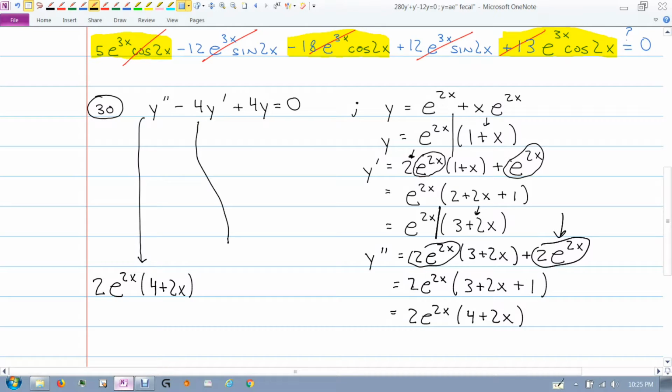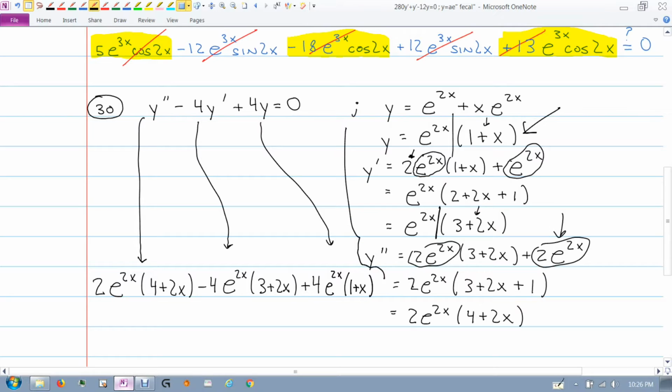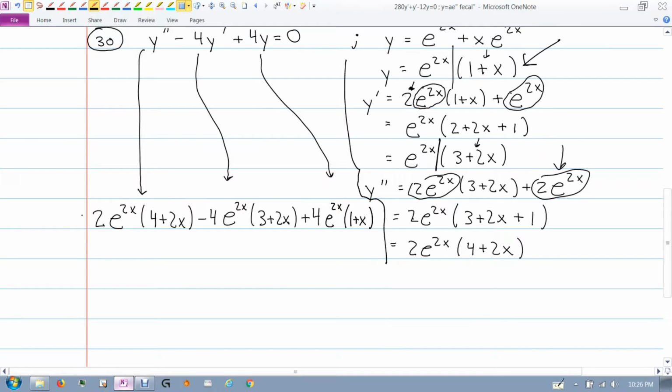And then now I'm doing this part. So minus 4 times the first derivative, which was e to the 2x times 3 plus 2x. And then plus 4 times y. Y was up here, so I'm out of room. I'll actually write it in this form right here. E to the 2x times 1 plus x. Okay. So the question is, is that 0?